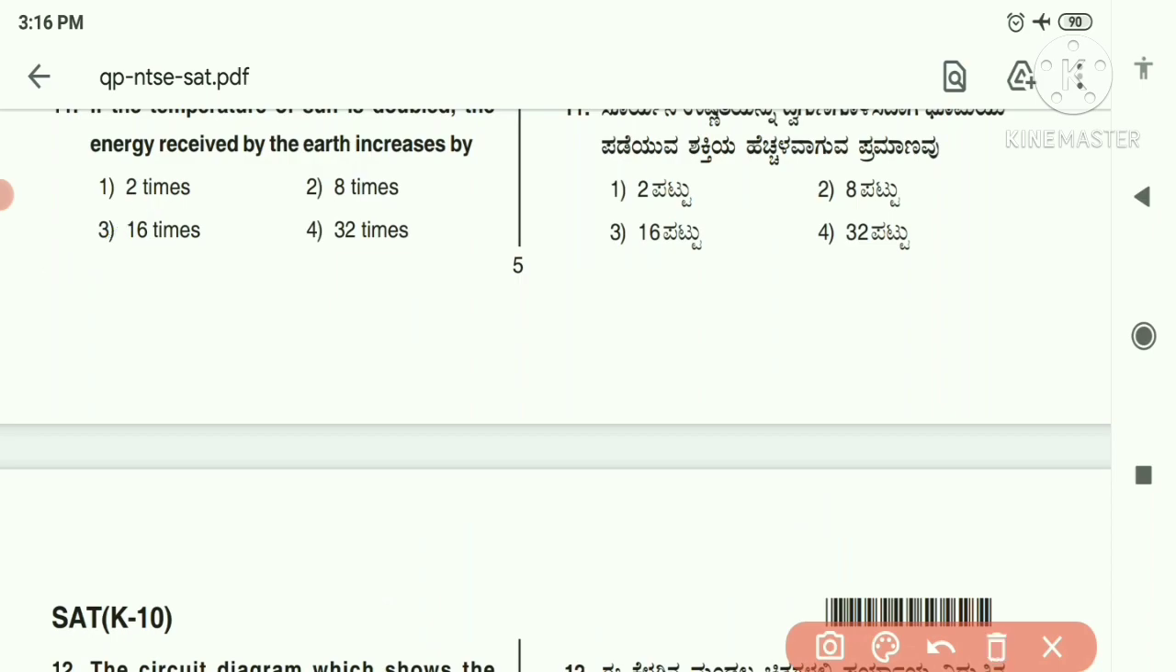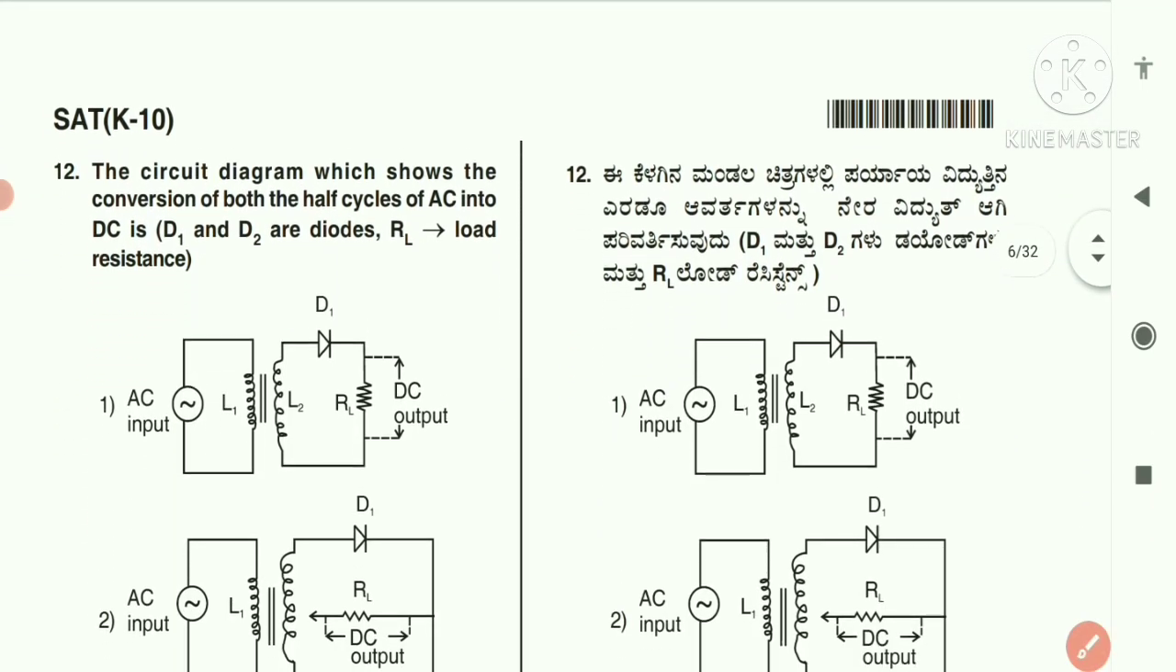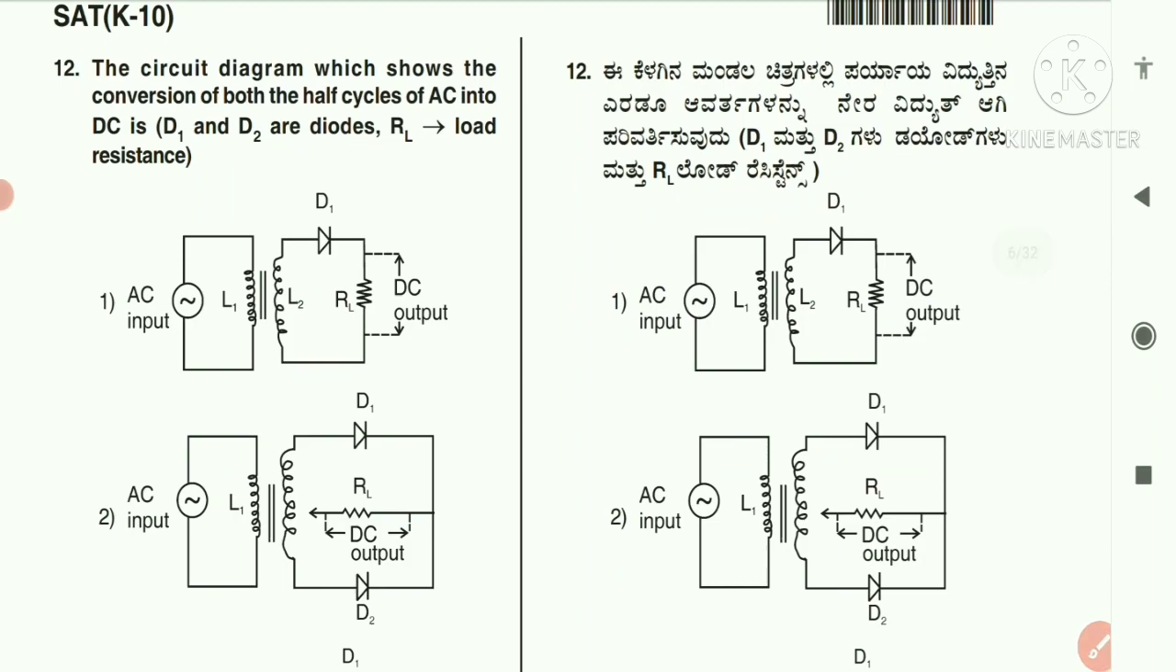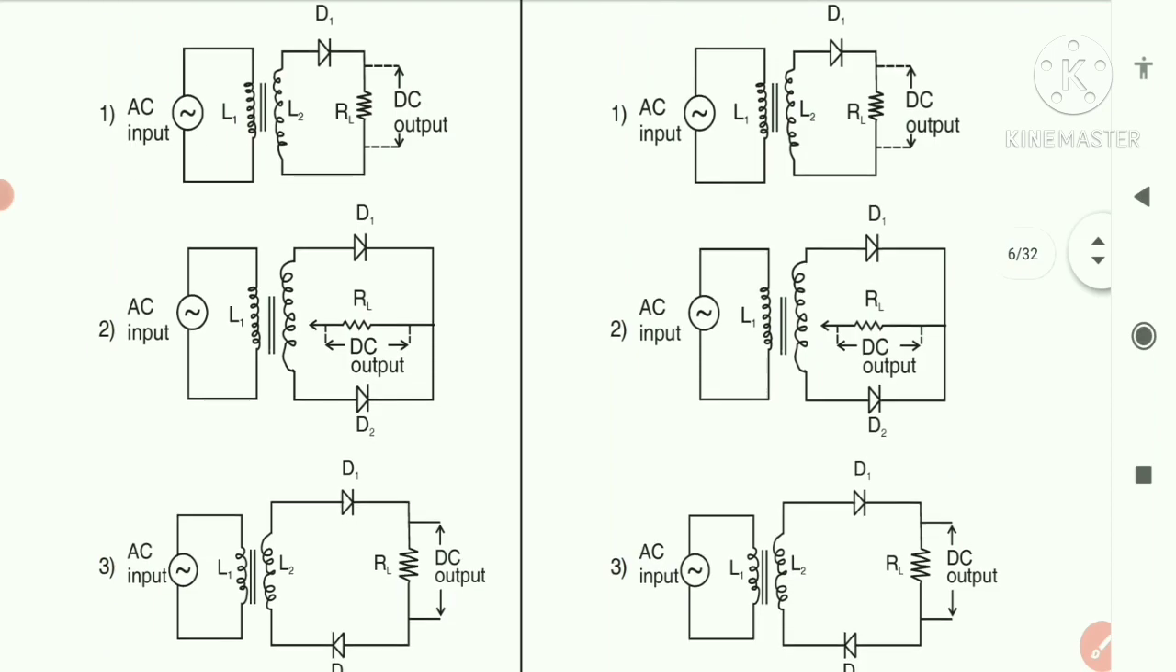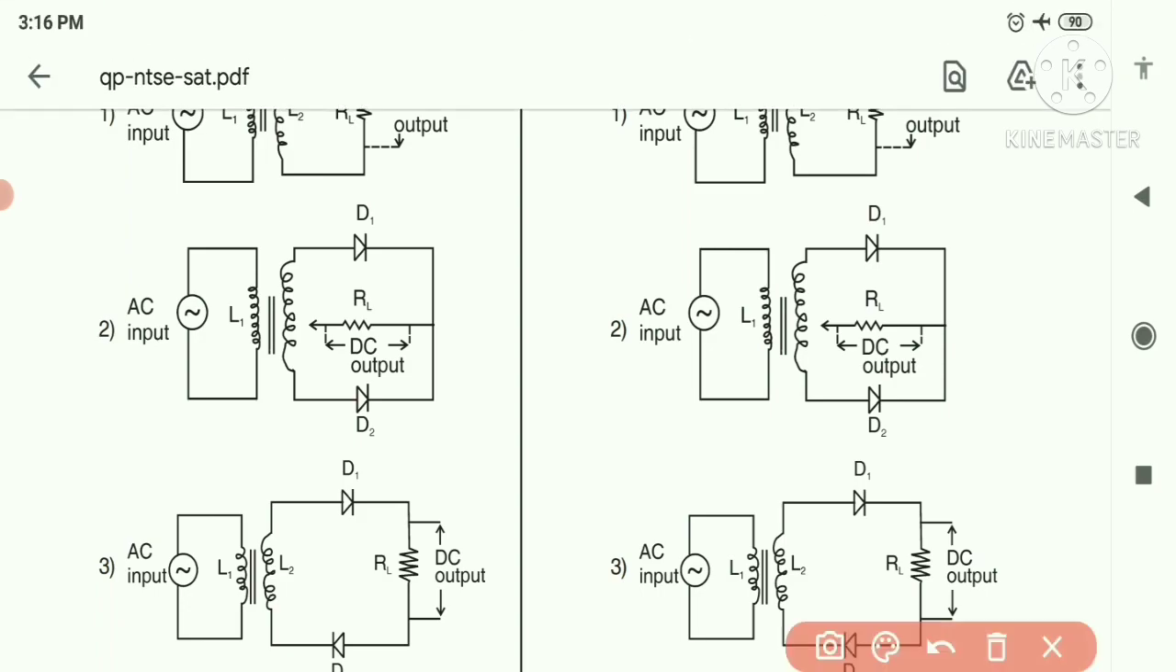Okay, now let's go to the 12th question. Here it is. The circuit diagram which shows the conversion of both the half cycles of AC into DC. D1 and D2 are the diodes, RL is the load resistance. Okay, so option first one: AC input, load 1, load 2, D1 diode 1, diode 2 not mentioned here.